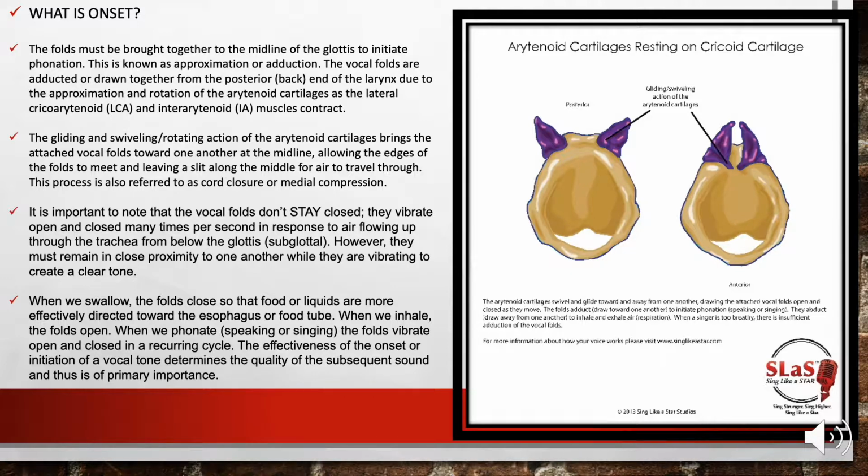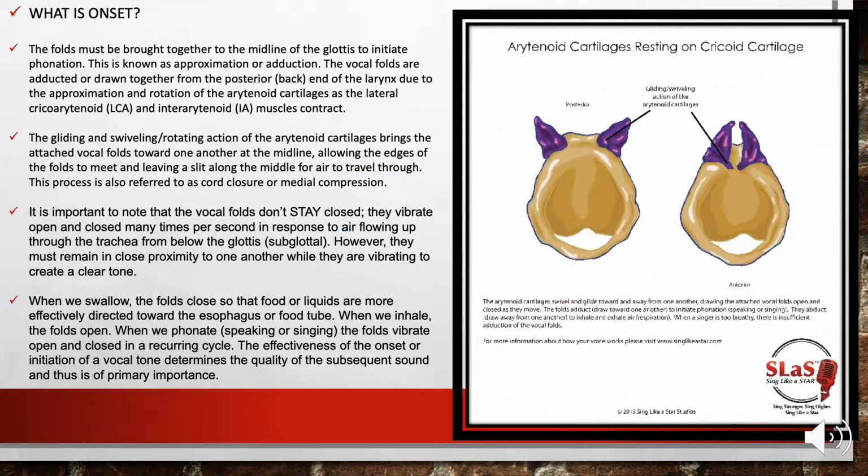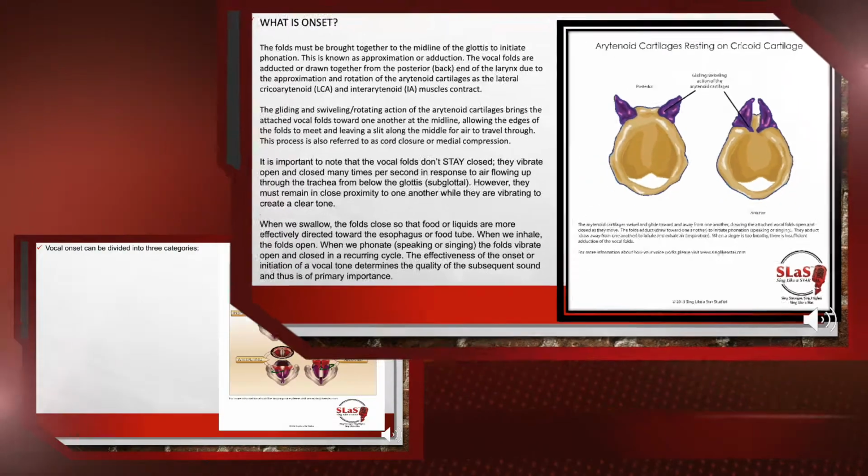The effectiveness of the onset, or initiation, of a vocal tone determines the quality of the subsequent sound and thus is of primary importance. And here is a graphic of the arytenoid cartilages resting on the cricoid cartilage. And when they swivel and rotate, they bring the vocal folds together like closing the curtains.